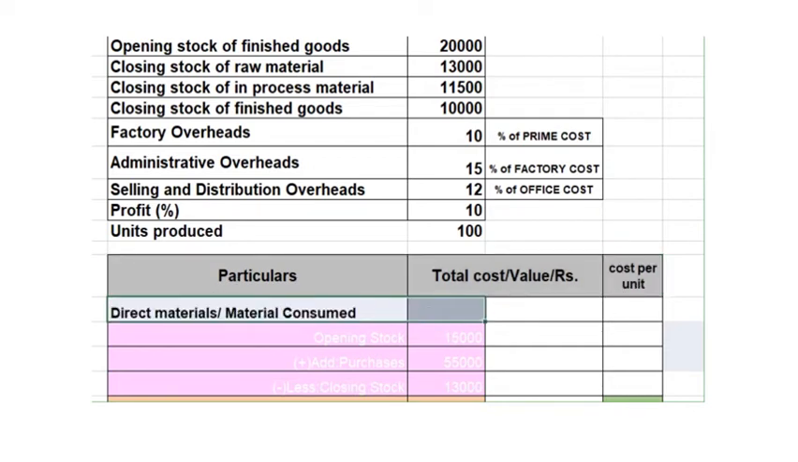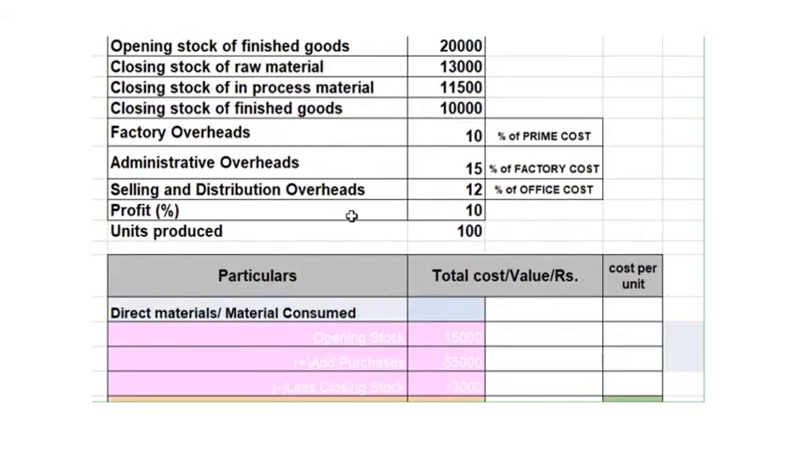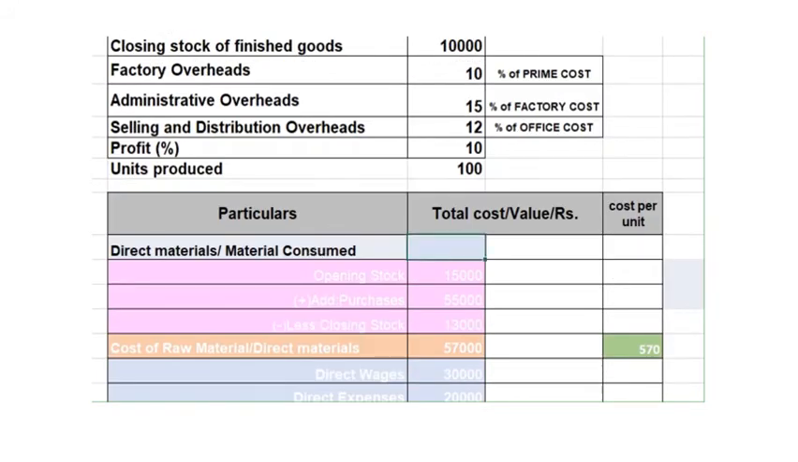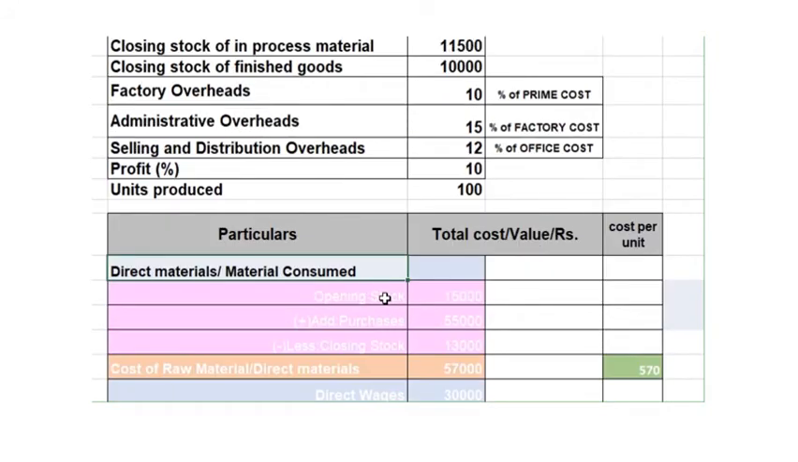So we have direct materials or material consumed. What is that? Yes, it is the purchase. We have to take this purchase here, and this is the purchase of raw material. Now we have to calculate this because along with the purchase, we are putting that at the bottom.